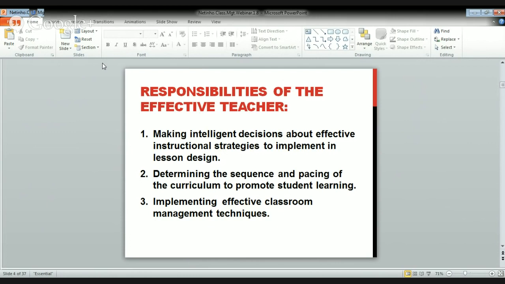Because here's the truth of the matter. If there is no classroom management, if the class is in chaos, there is no learning. So number 1 and number 2 just don't happen. Next, please.